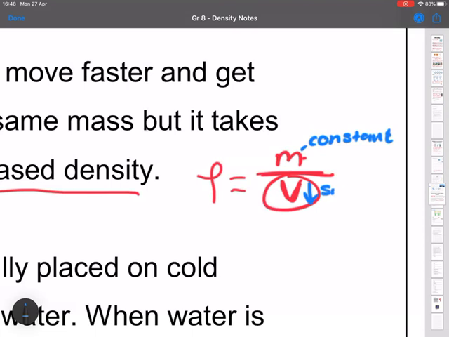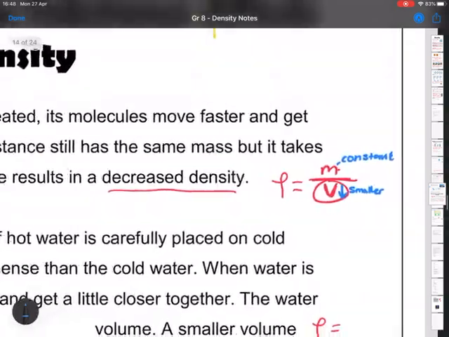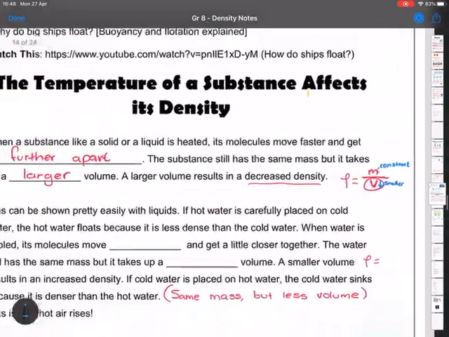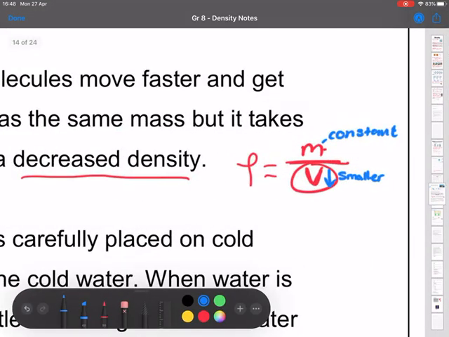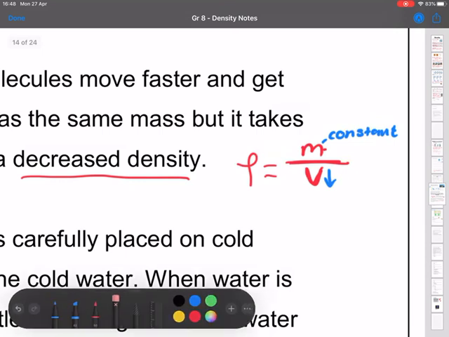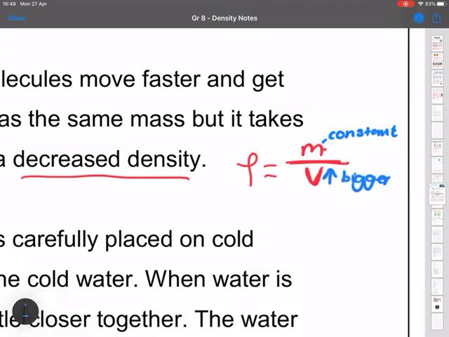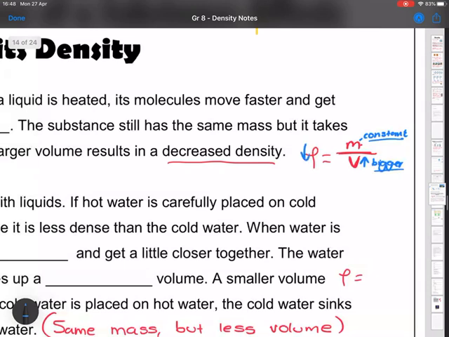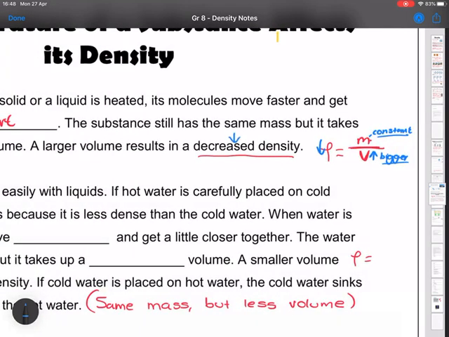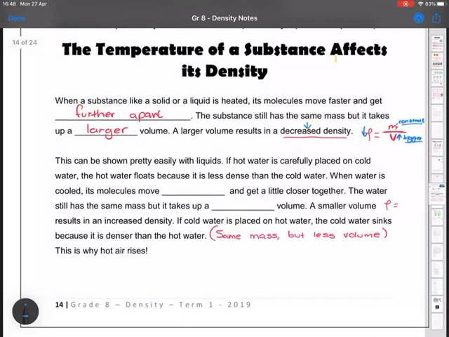Your density is smaller. Sorry guys, your volume is not going to be smaller, it's actually going to be bigger. Volume is going to be bigger. So if you heat it, the particles move further apart. If they move further apart, your volume is bigger. So if you take a number and you divide it by a bigger number, because your volume is increasing, then your density will actually go down. And that's why you've got decreased density. So your object is less dense.